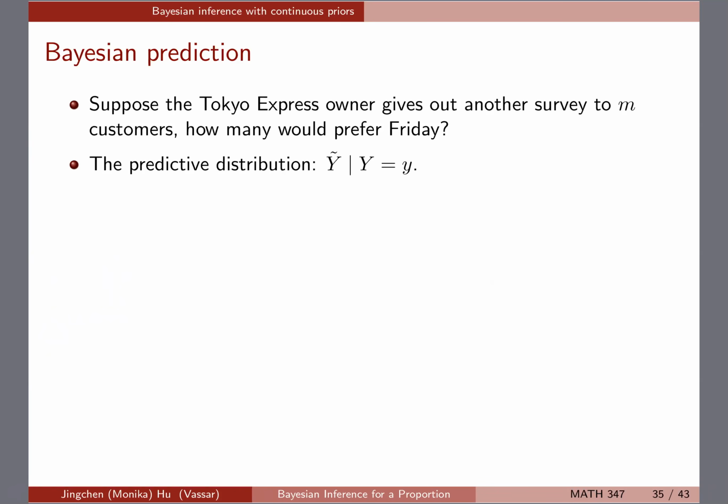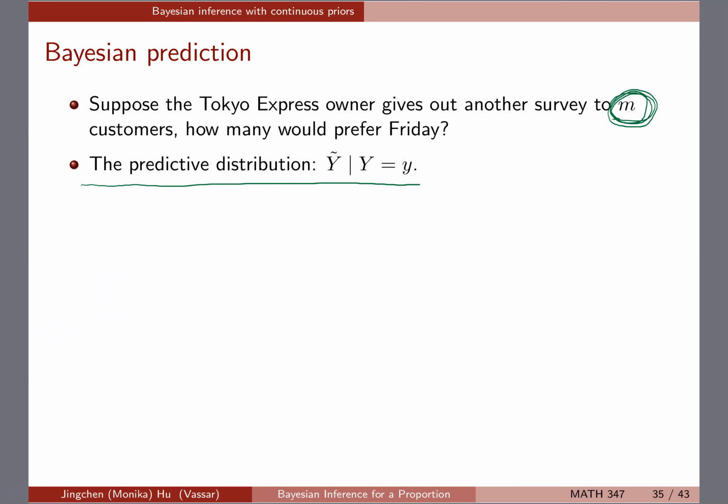So in here, suppose the Tokyo Express owner gives out another survey. I'm using a different notation now. Instead of k equals n, let's do it more generically. Let's do a different number of survey respondents, in this case M. And suppose now the owner gives out another survey to M customers, and we'd like to know how many would prefer Friday. Okay? So as you can see, mathematically, we're trying to get to this predictive distribution.